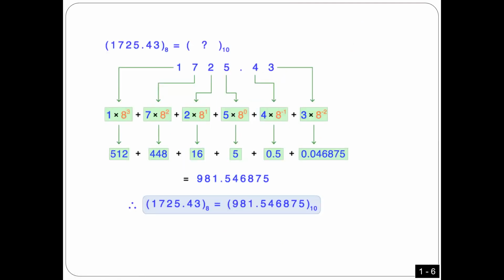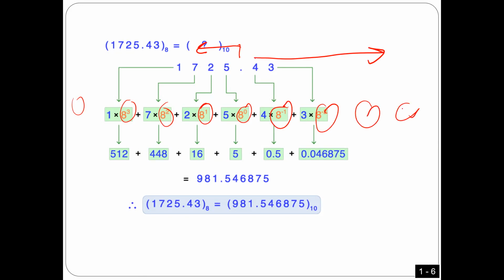Same thing for the fraction. If you have a fraction, it's exactly the same thing. You have to multiply every digit by the weight and add everything together. However, for anything to the left of the point, the weights are 8 to the power of 0, 1, 2, and 3, 4, 5, 6, and so on. But what comes after the point is 8 to the power of -1, -2, -3, -4, and so on. Then add everything together. That means this number in octal is equivalent to this number in decimal.